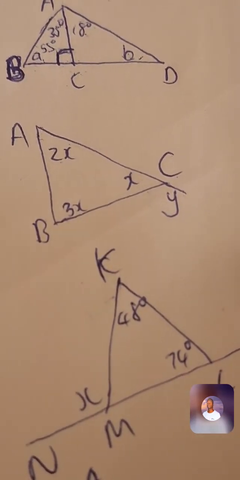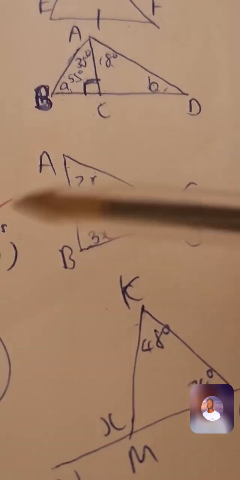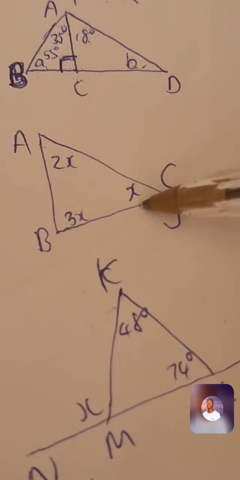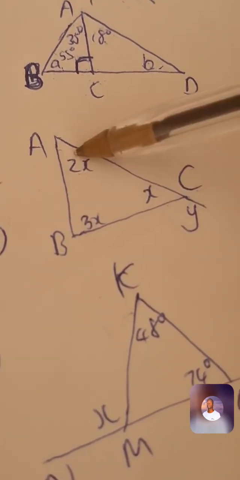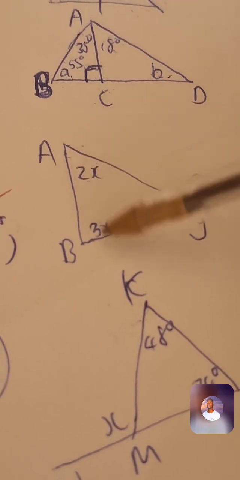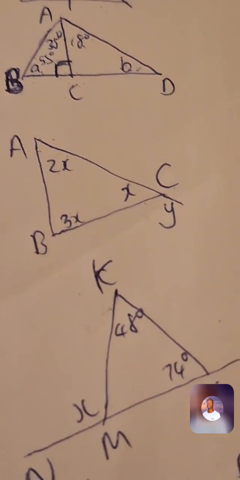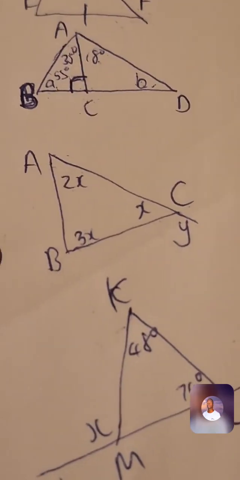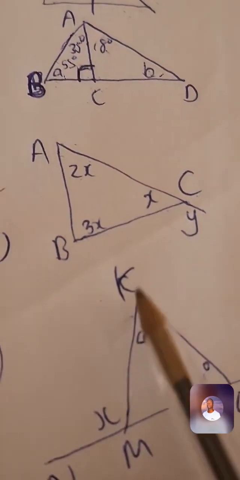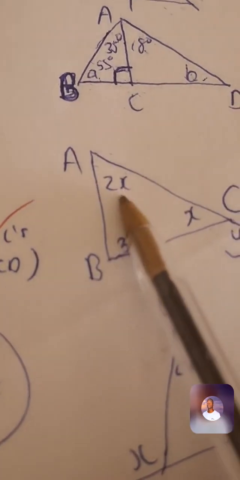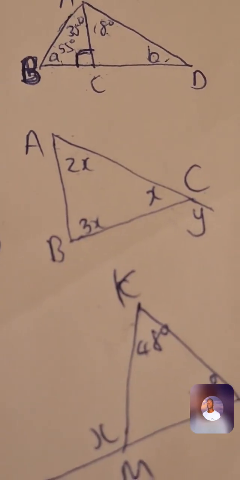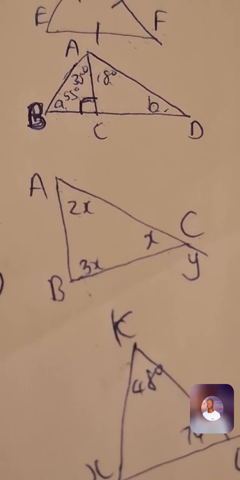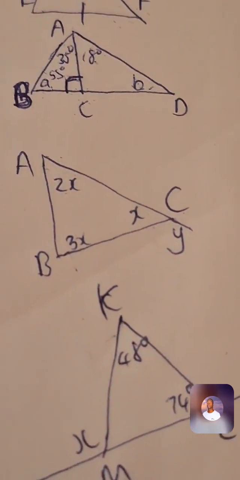Then if we want to solve y, we use that the exterior angle is equal to the sum of the opposite interior angles. Which two angles are the opposite interiors? A and B. So you can say angle A plus angle B is equal to y. Remember, you were told that x is 30. So your 2x becomes 2 times 30, your 3x becomes 3 times 30. Y is equal to 150.